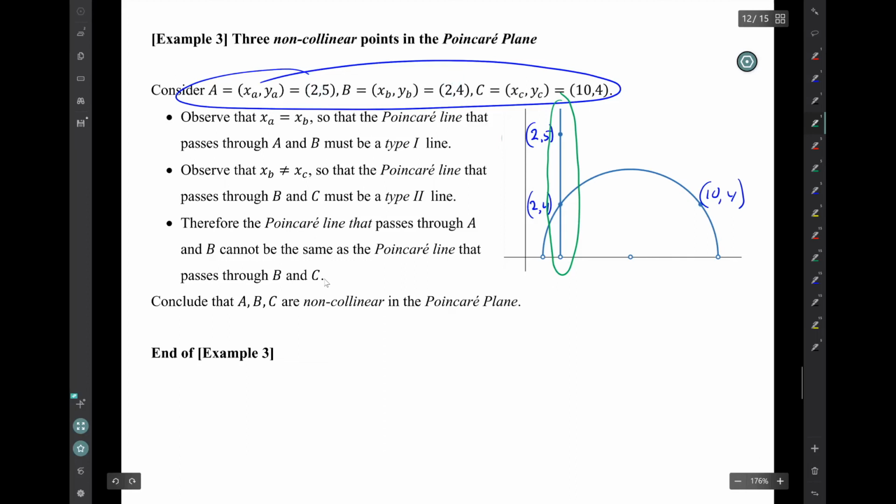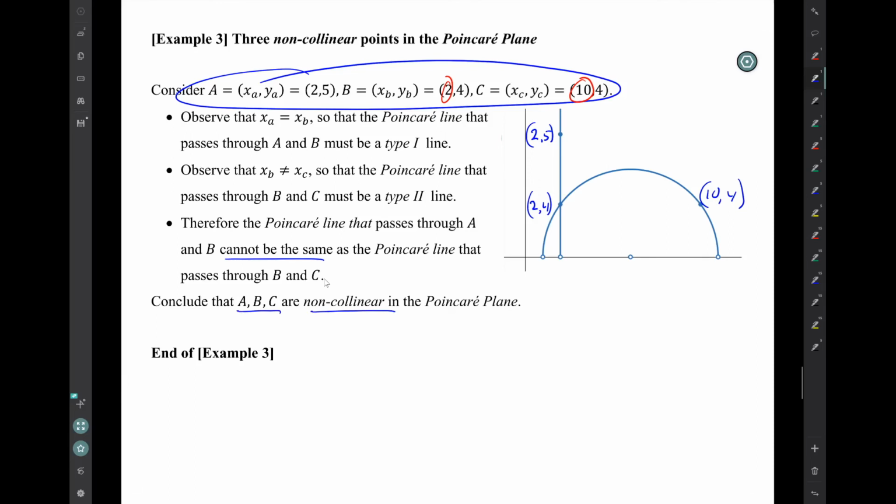Whereas notice that points B and C don't have the same x coordinate. So the line that passes through B and C will be this type 2 line. So the only line that contains A and B is that type 1 line, and the only line that contains B and C is that type 2 line. So therefore, the Poincare line that passes through A and B cannot be the same as the Poincare line that passes through B and C. So that means that A, B, and C are non-collinear in the Poincare plane.